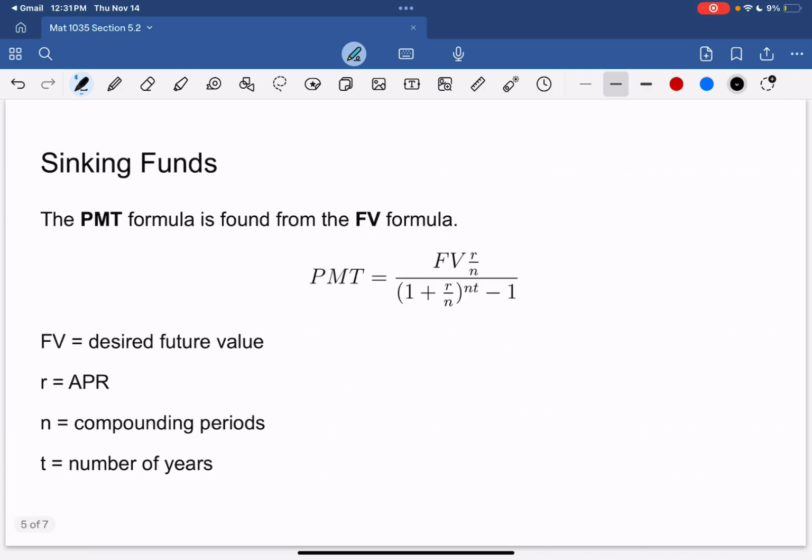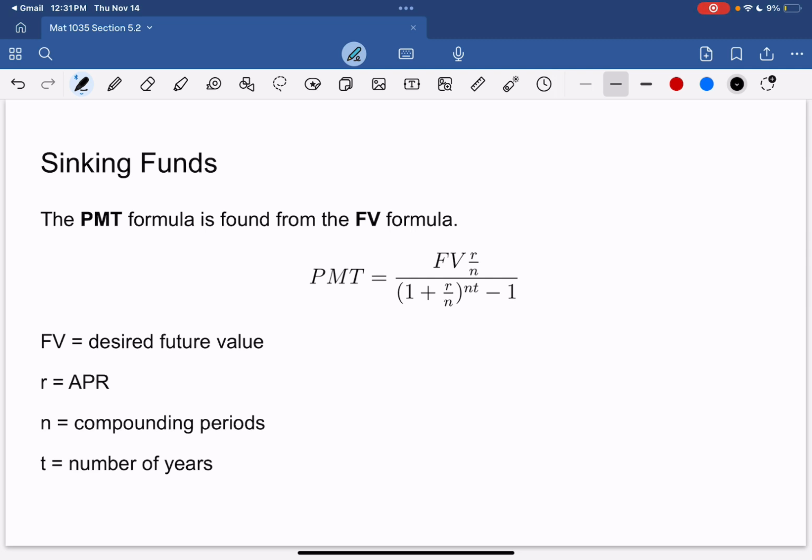So the sinking fund idea here is we have a future value in mind that we want to get to. So what size payments do we need to get there? We have this formula: PMT is equal to the future value times the rate divided by the number of periods, all divided by (1 plus R over N) raised to the NT, minus 1.